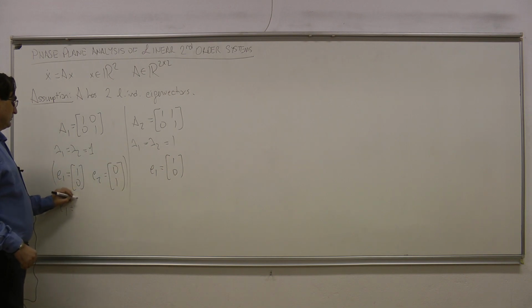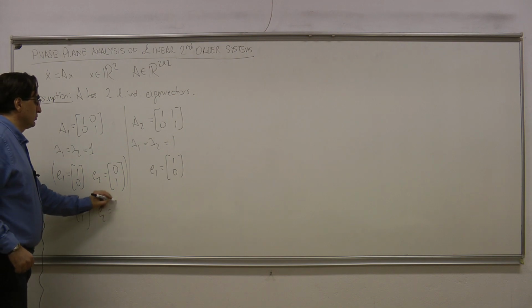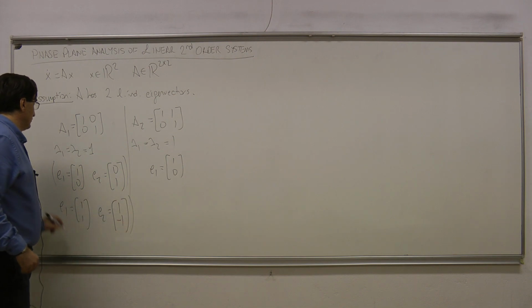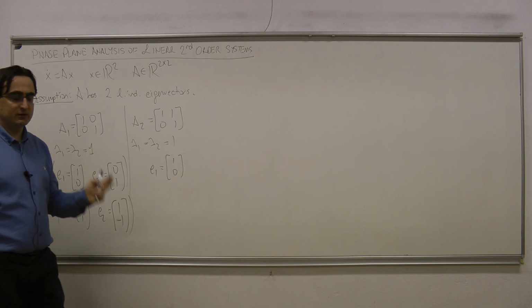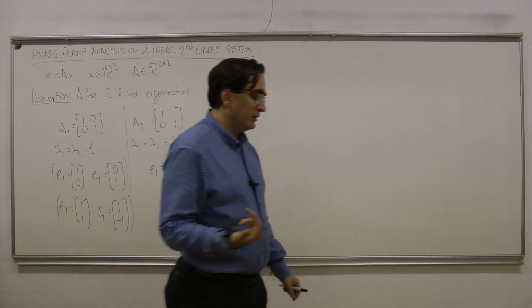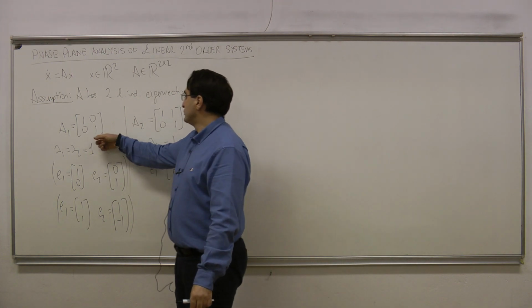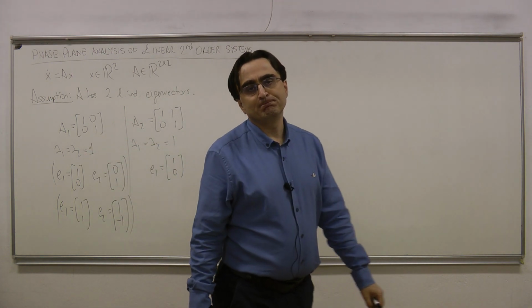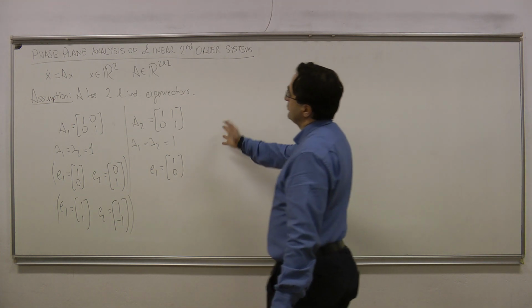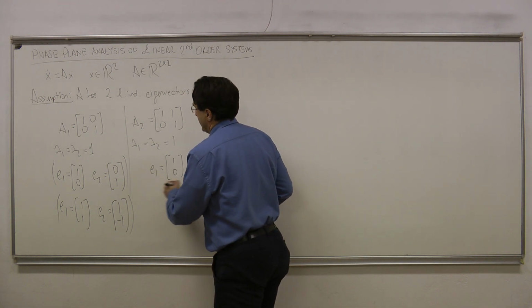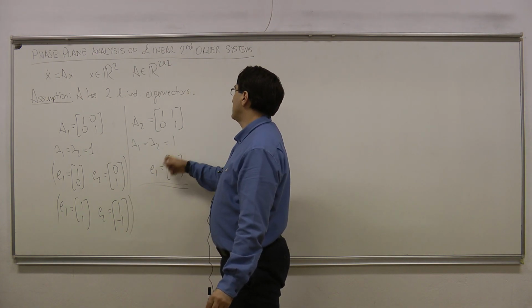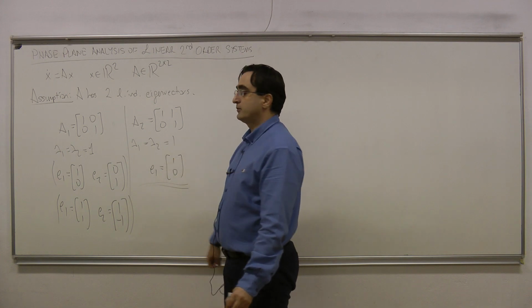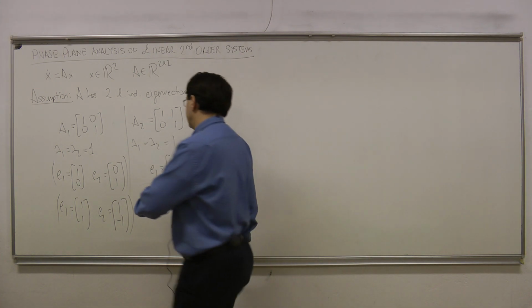For example, E1 is equal to 1, 1. E2 is equal to 1, minus 1, is also another set of eigenvectors for the same matrix. Okay, and here I can take any two linearly independent vectors in R2, and those would be the eigenvectors of A1. All right, but for A2 this is not possible. So any eigenvector of A2 would be a scalar multiple, a non-zero multiple of this single eigenvector.